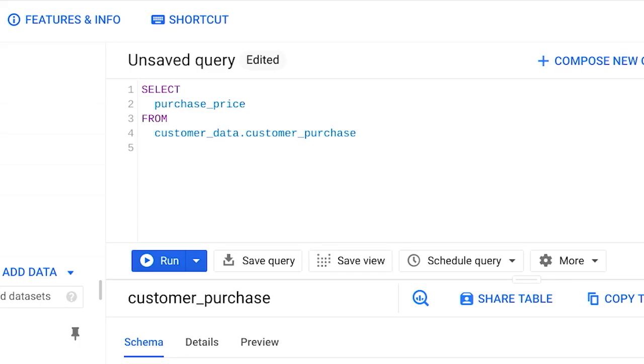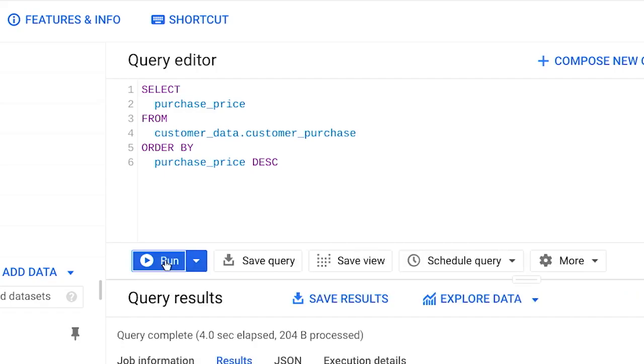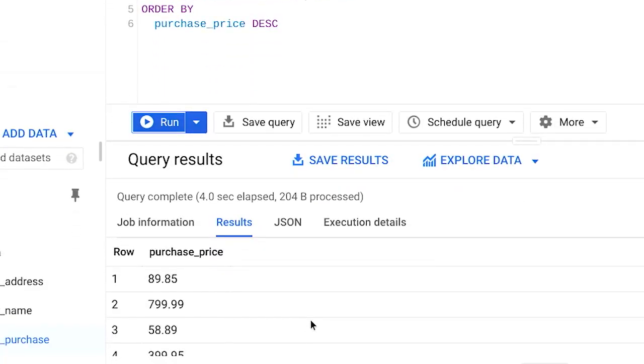Finally, to sort the purchase_price in descending order, we type order by purchase_price DESC at the end of our query. Let's run this query. We see that 89.85 shows up at the top with 799.99 below it. But we know that 799.99 is a bigger number than 89.85.